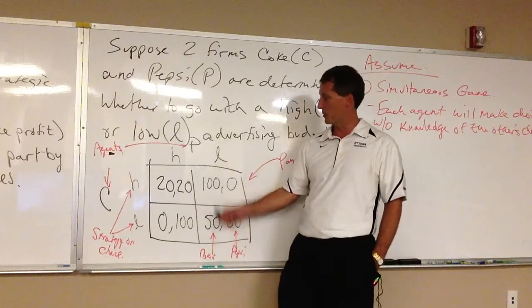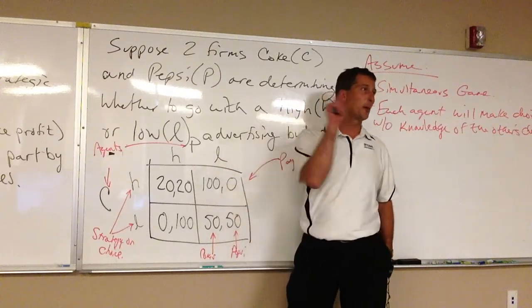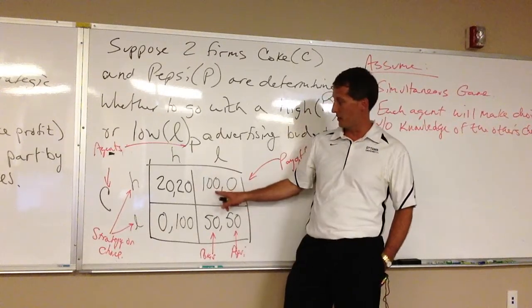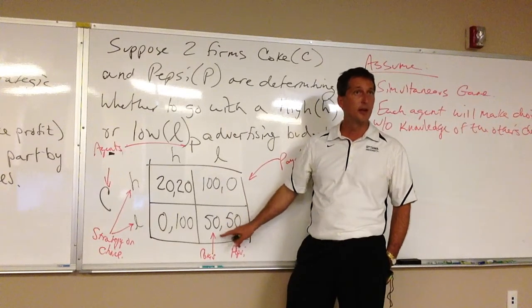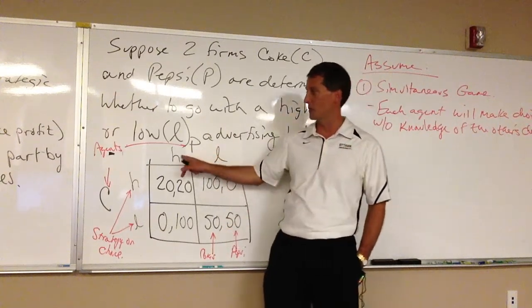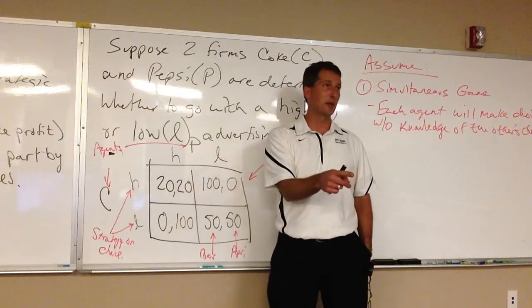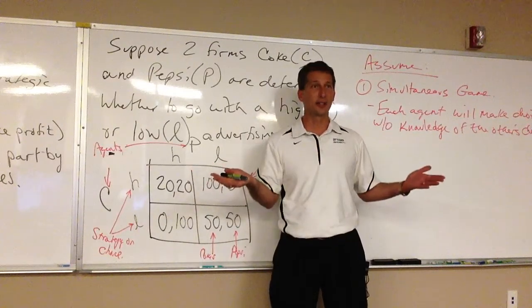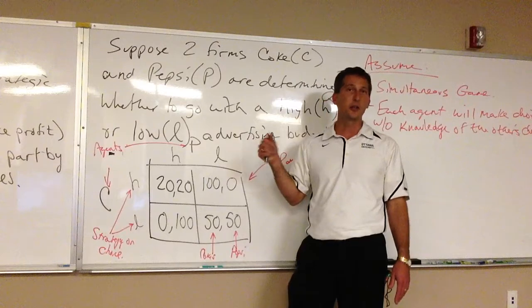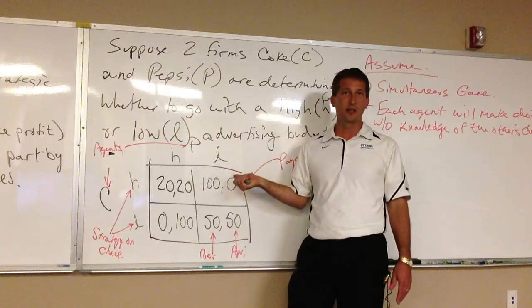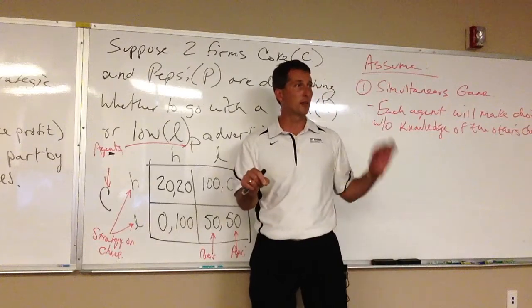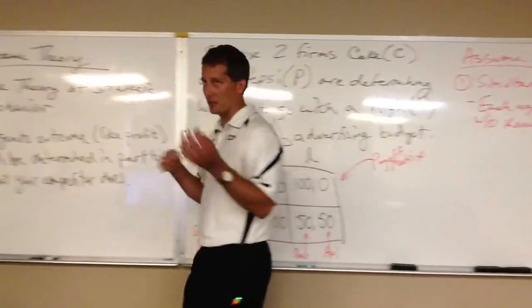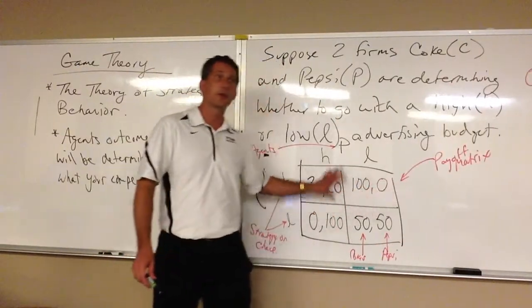If Pepsi would choose low, what's your best answer, you being Coke? Go high, because 100 is greater than 50, right? If, on the other hand, Pepsi goes high, what is your best response? High. So you should go high regardless of what Pepsi chooses. You have what's called a dominant strategy, a strategy that leaves you better off regardless of what the other agent chooses. So that's a helpful way to start solving games, is to go through that scenario.